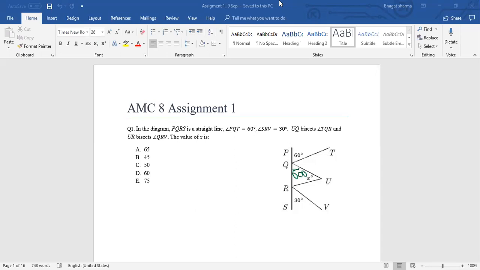This will be 60 degrees. This entire angle VRQ is 150 degrees, right? And when you bisect it, it becomes 75 degrees. Perfect. So 75 plus 60 is 135, and the sum of interior angles of a triangle is 180 degrees. So x should be 45. Very good. That's perfect.